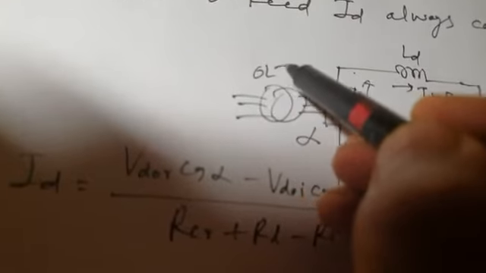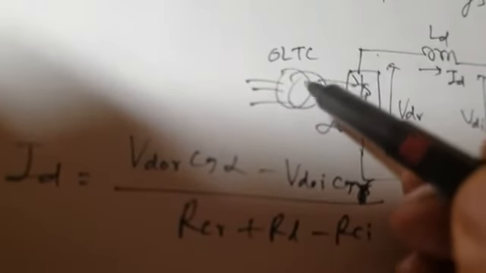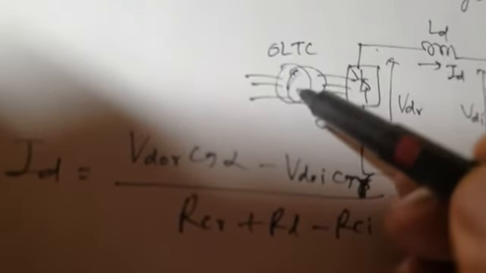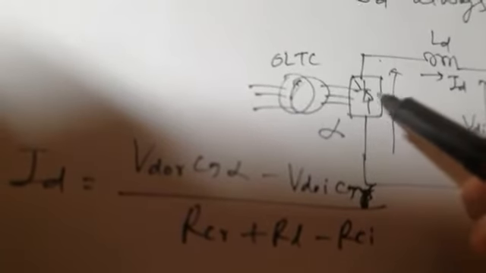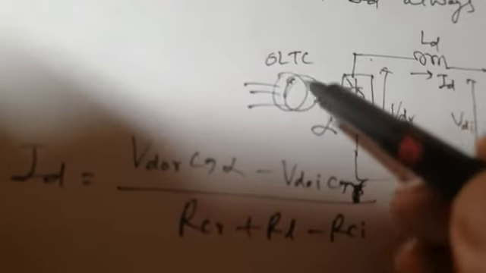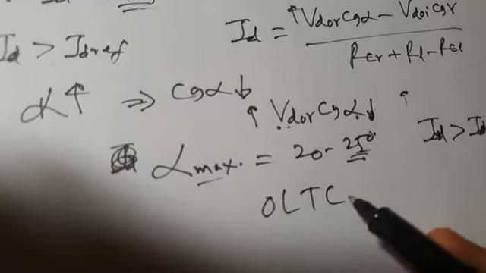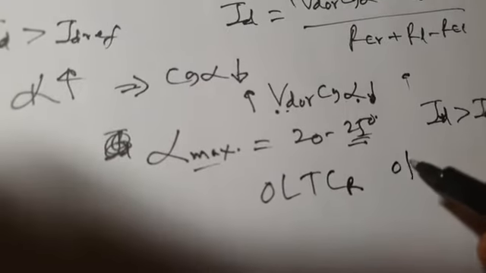So what will your controller do? Online tap changing will operate. You have an online tap changing transformer here. It will operate so that your transformer goes to a lower tap. When it goes to a lower tap, what will happen? The input voltage will decrease. Because there was an increase in input voltage, the OLTC on the rectifier side will operate.